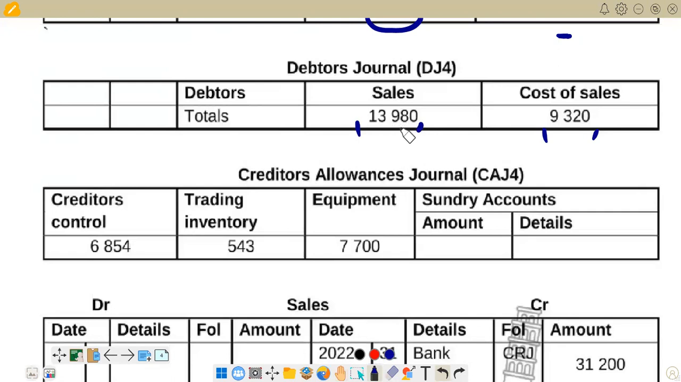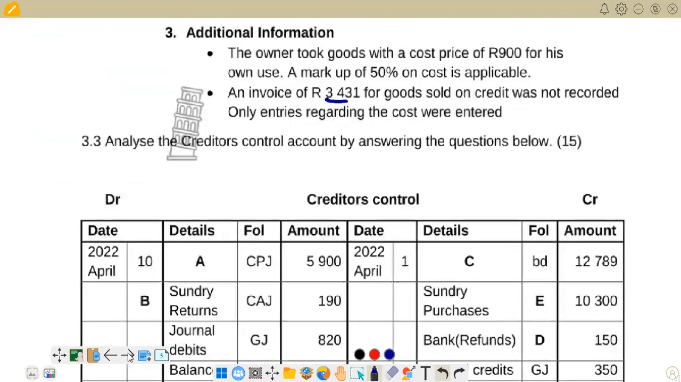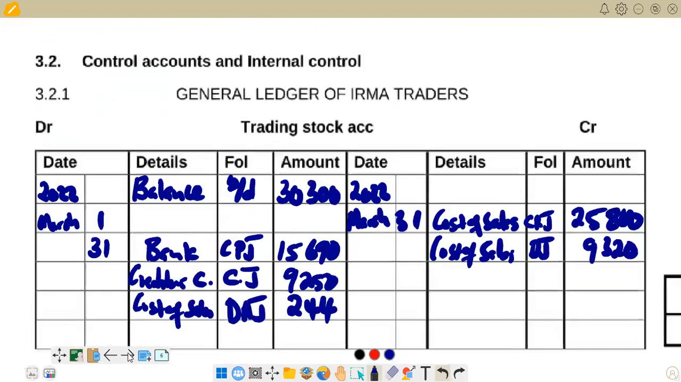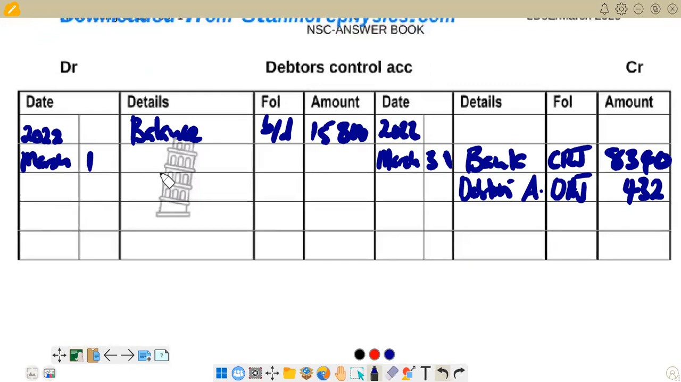So we say 13,980, and then we add the 3,431 that we have in the additional information. So we go back there to our debtors control. I see that our debtors control is here, and then we've got our dates there. It becomes date 1. And then on the details, we are saying they are sales.